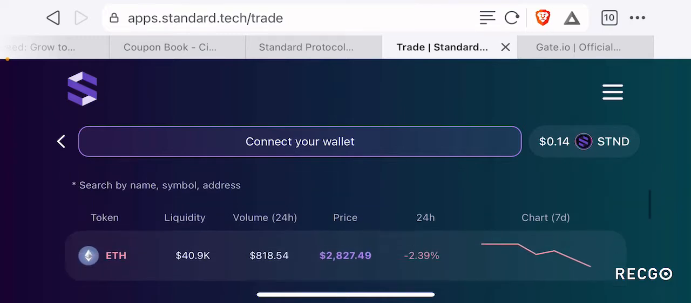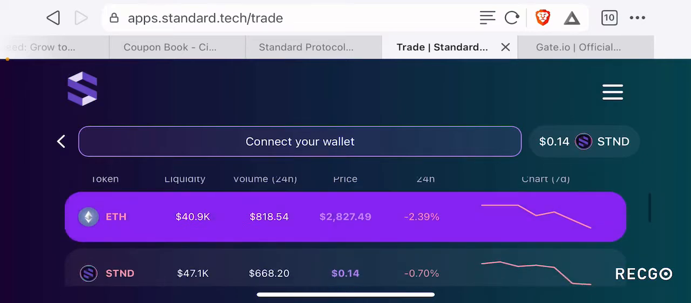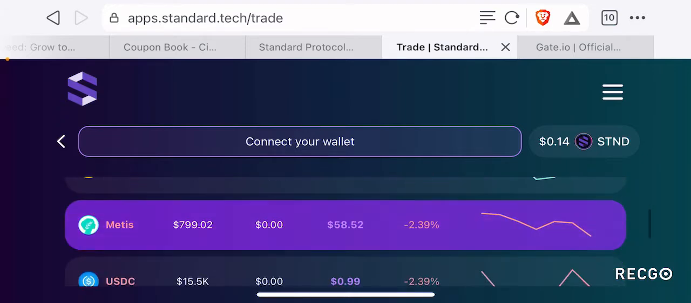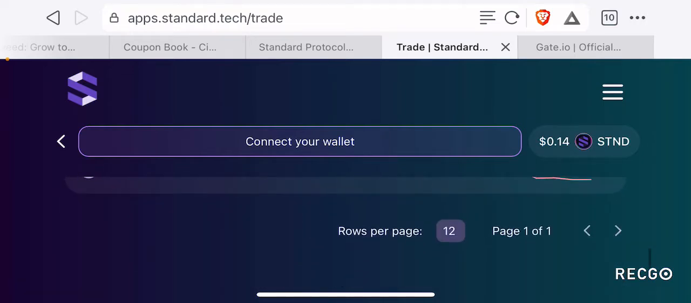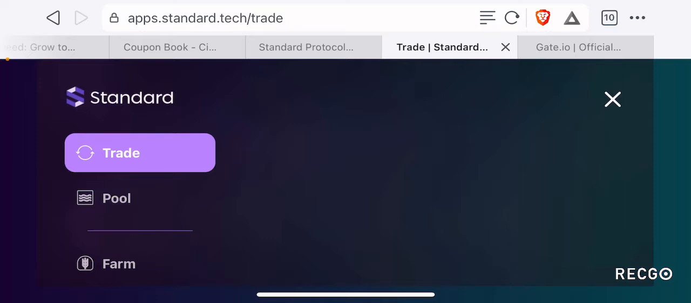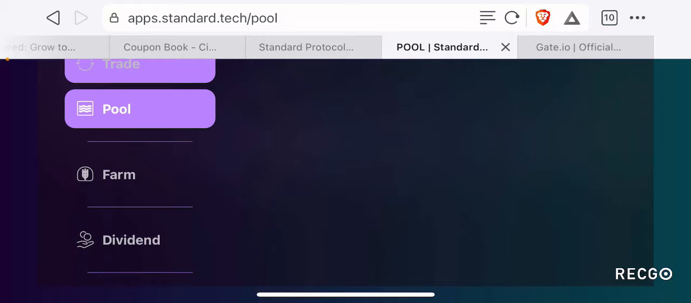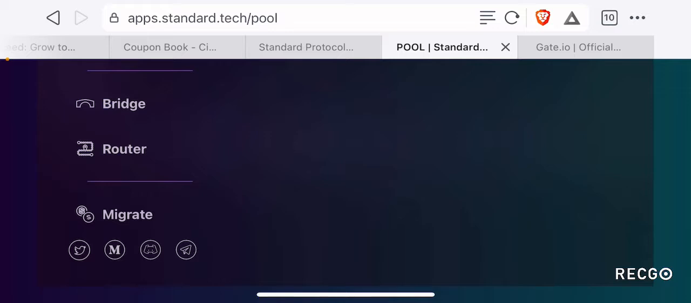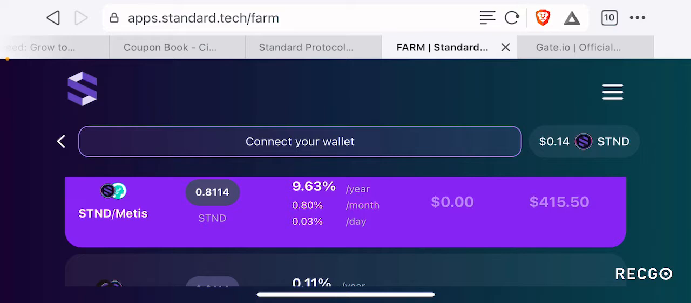But if you scroll further below, you can see some of the charts of some of the most popular cryptos, including ETH, DAI, Metis, USDC, and several other tokens as well. And they have different token prices along with their charts as well. And if you scroll to the top corner, you can see the pools which you can use to farm or provide liquidity to, and that will earn you some STND tokens. And they have their farms which allow you to earn the STND token by providing liquidity to two different token pairs, right?